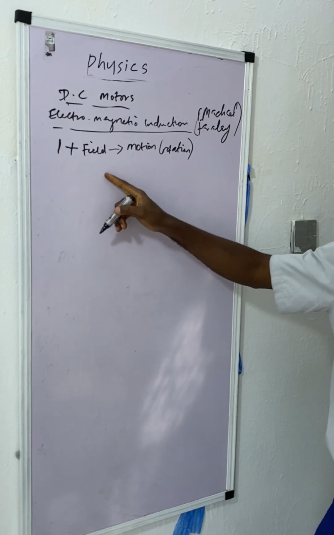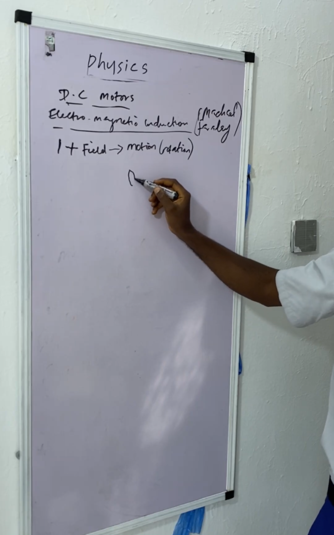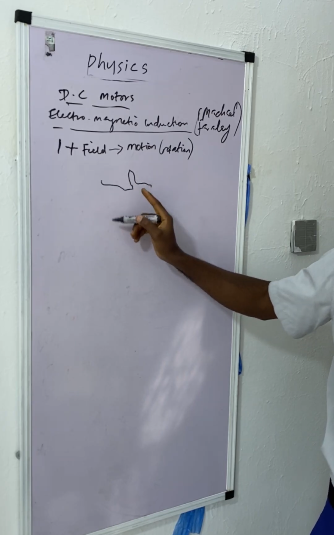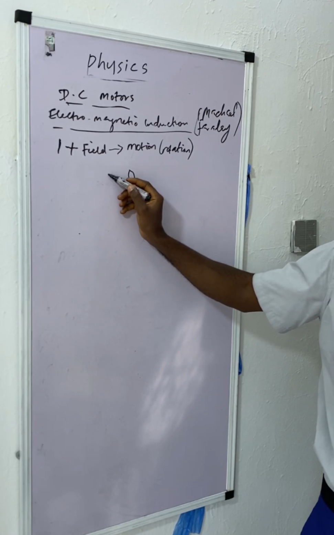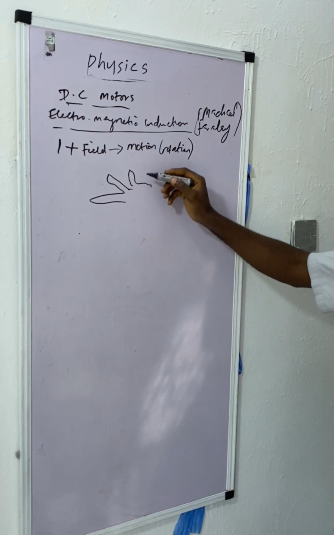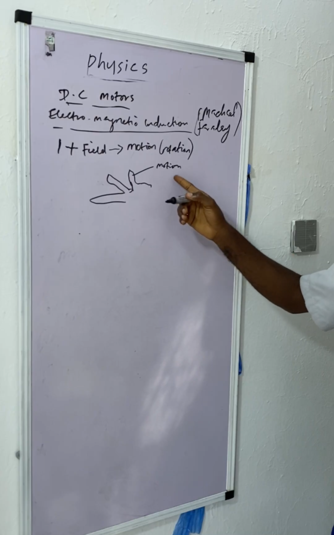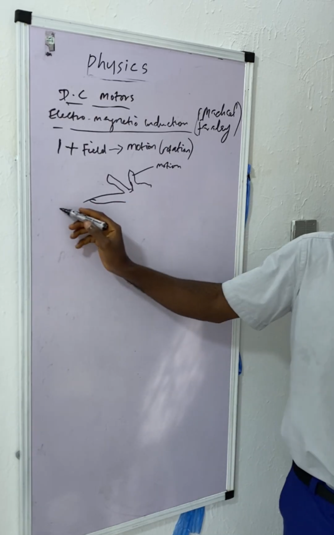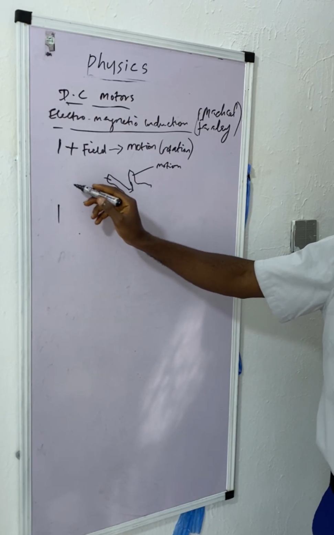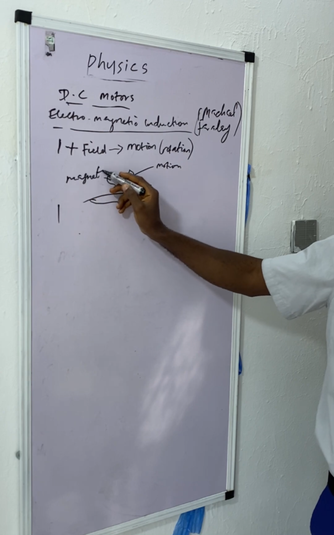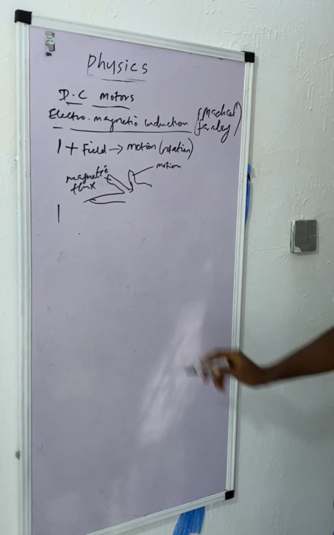All right, for the DC motor, if you use your Fleming's hand rule now, for example, remember what we said, that the thumb represents the motion. This one is the direction of motion or direction of force. This one is the current. And this one is the magnetic flux.